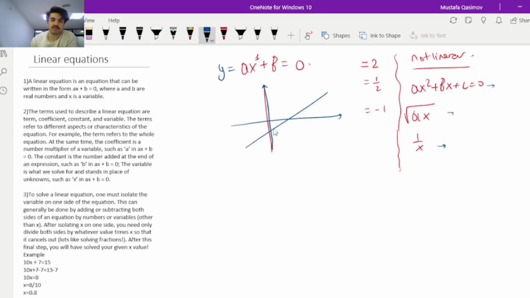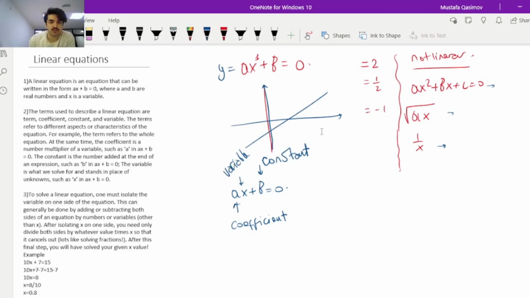Now let's look at the meaning of a, b, and x in more detail. What are their names? For a, which is next to x, we call this the coefficient. For b, without any variable, we call it the constant. We call x the variable. Variable means that it depends on the value of the constant and coefficients.